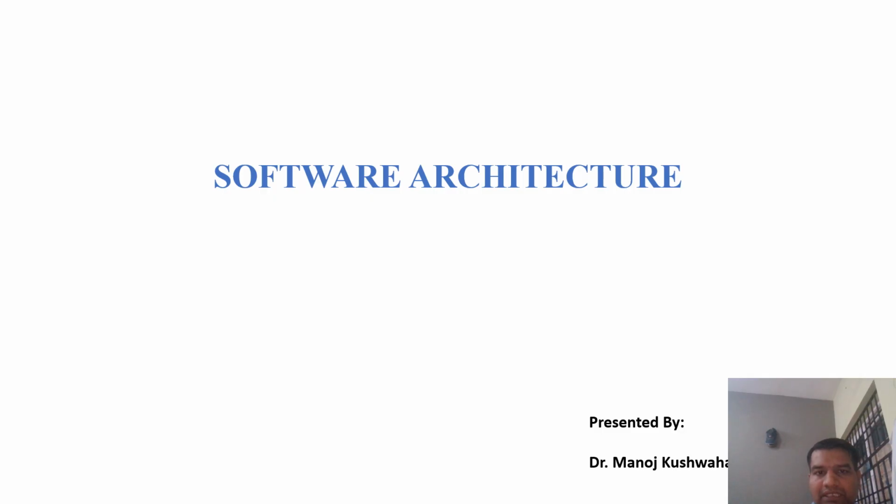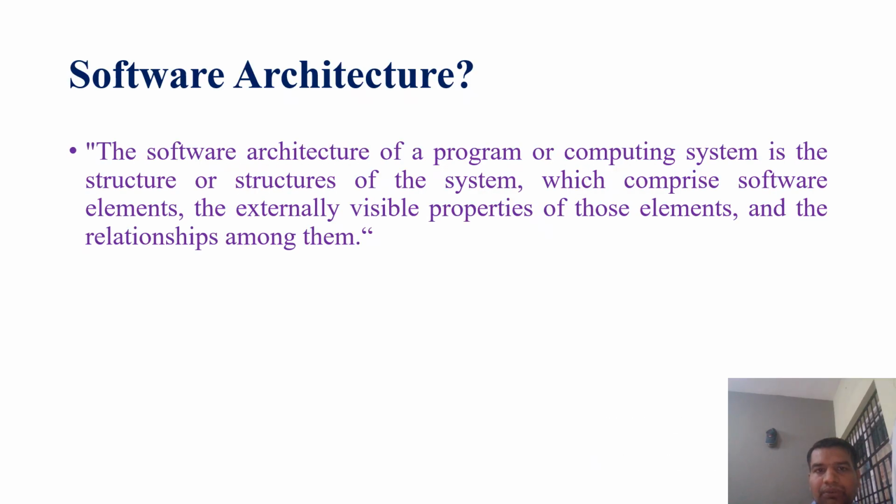So first, we will start with software architecture. So what is software architecture? The software architecture of a program or computing system is the structure or structures of the system, which comprises software elements and the externally visible properties of those elements and the relationship among them.